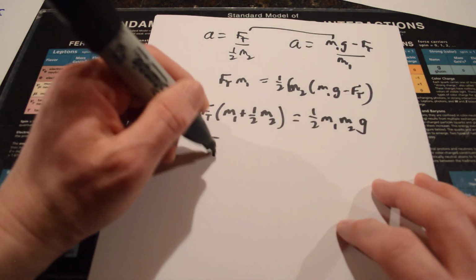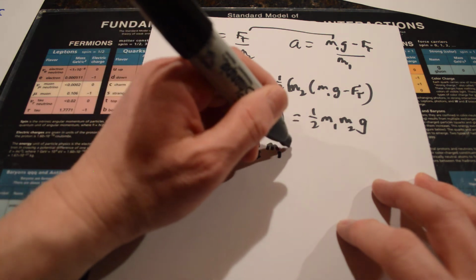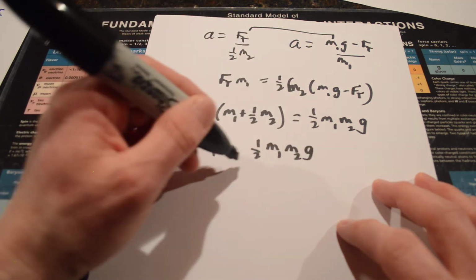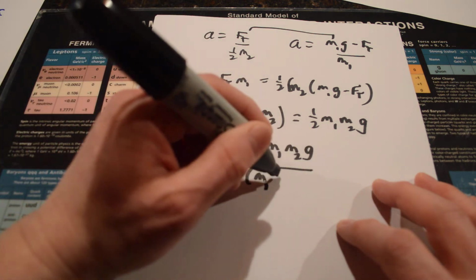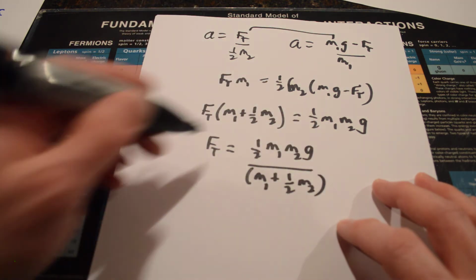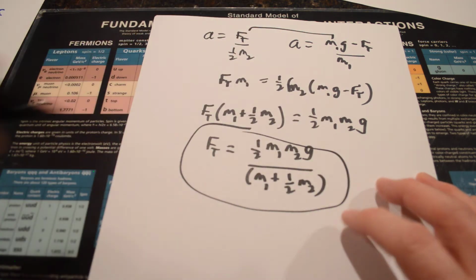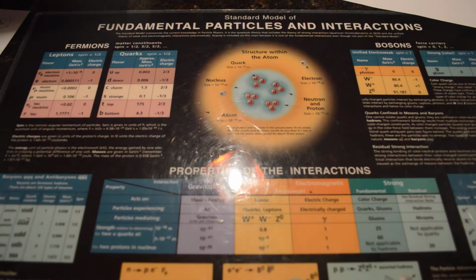So Ft would be M1 M2 g all over that factored part, something like that. So that just gives you an idea of how you could put those two pieces together to find out what the tension force in that cable would be. Okay, so that's one problem right there.